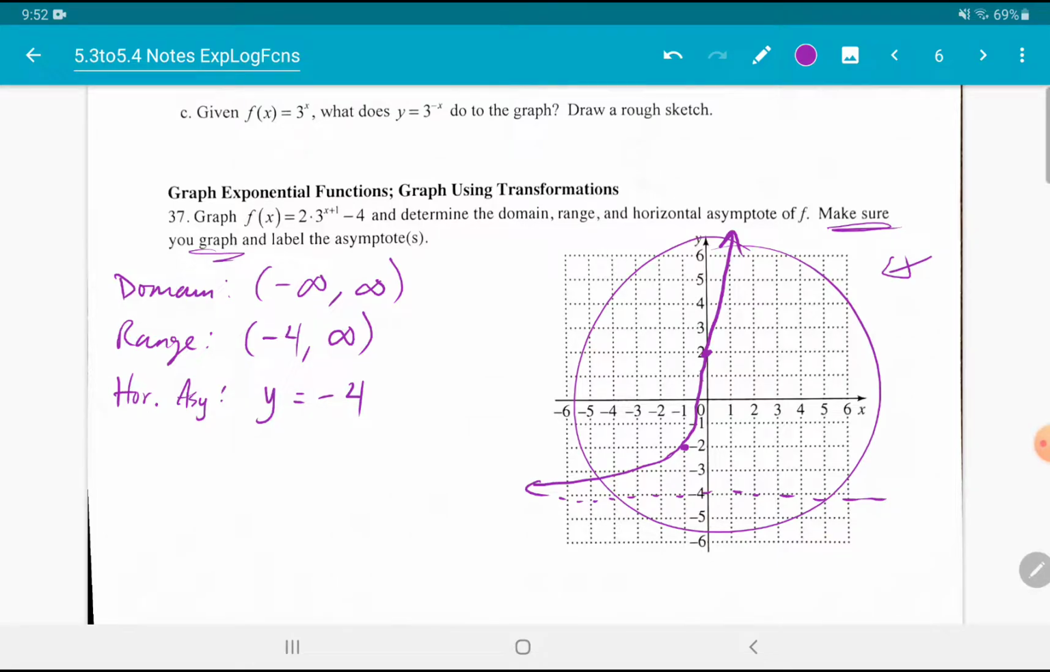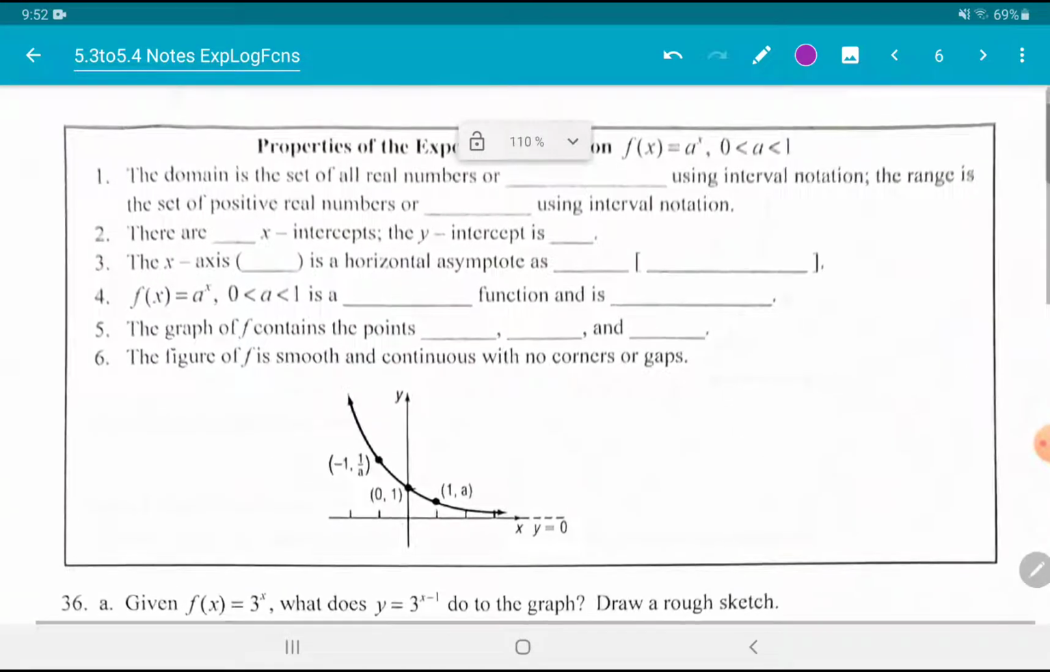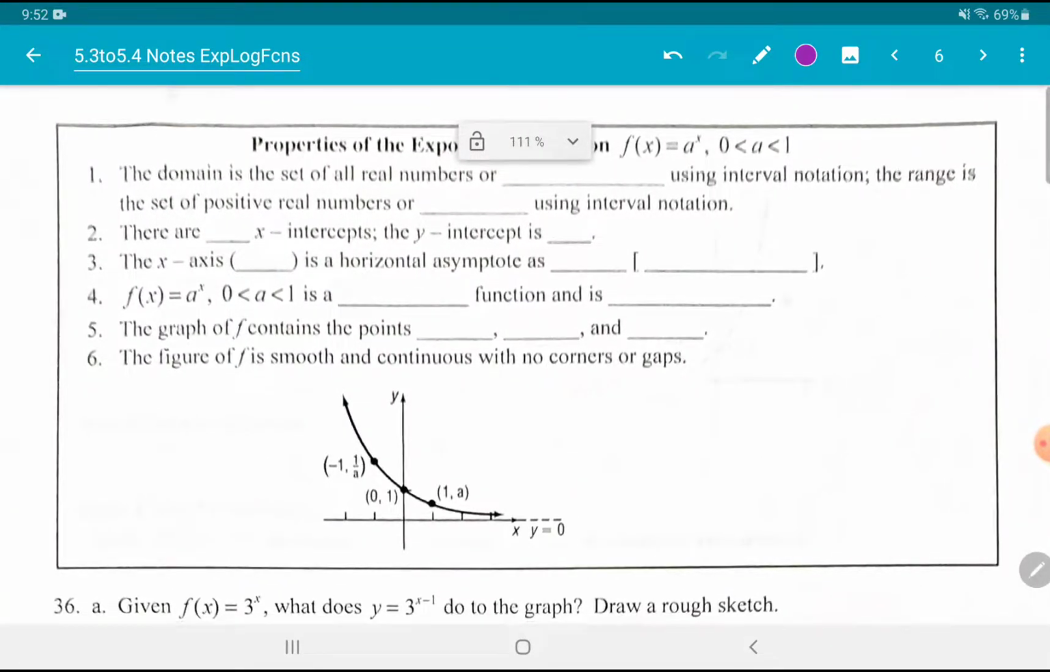All right, let's go on and just describe in general what the properties of exponential functions are. In this case, we are looking at exponential decay. You do see that the a value is between 0 and 1, but remember that some of these properties will also hold true for exponential growth. Remember that exponential growth occurs when the a value is greater than 1.